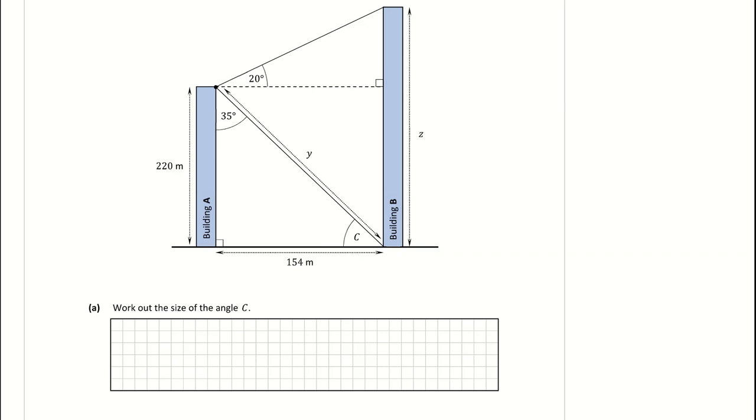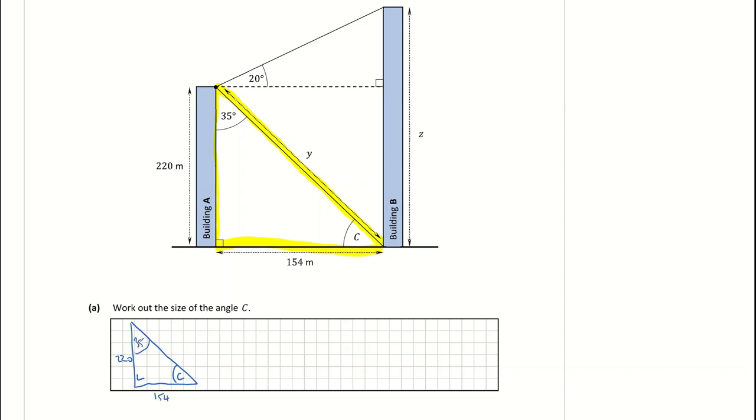Now there's a couple of different ways you can do this question. In order to find the angle C, I'm focusing in on this triangle here. So this yellow triangle is what I'm focusing in on. If I sketch it out, we'll examine it in a little bit more detail. So I'm trying to find C. I have a 90 degree, 220 high, 154 along the base, and I have an angle of 35 degrees.